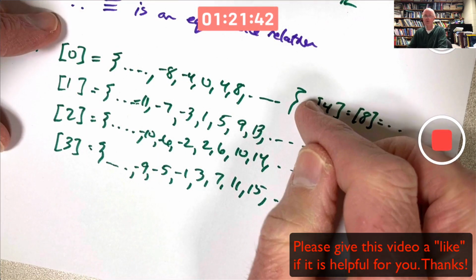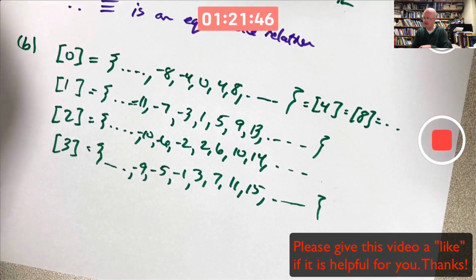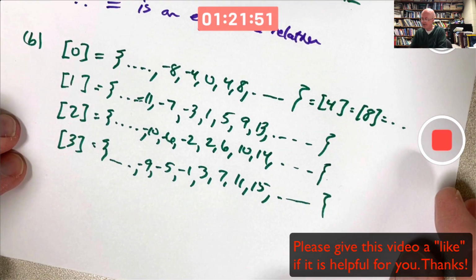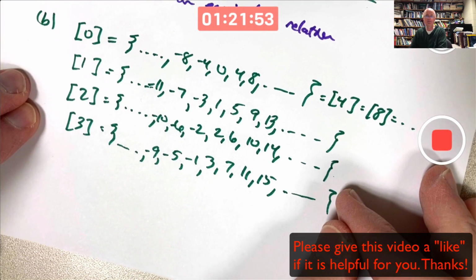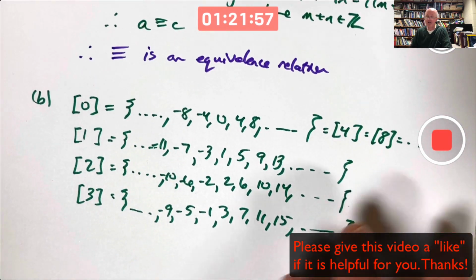These do form what's called a partition of the integers. They are disjoint. The intersection of any 2 of these sets is empty. And their union is all of Z. That's called a partition of Z. And these are called equivalence classes.